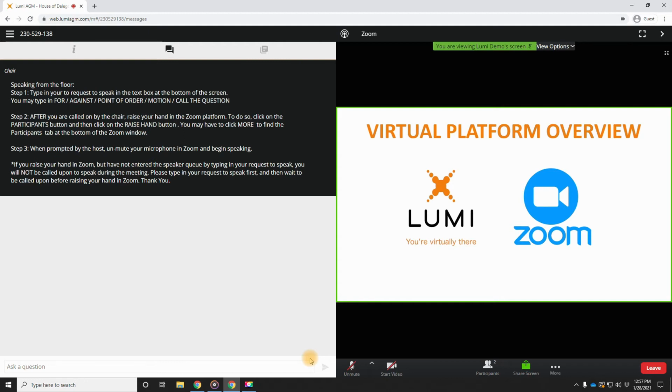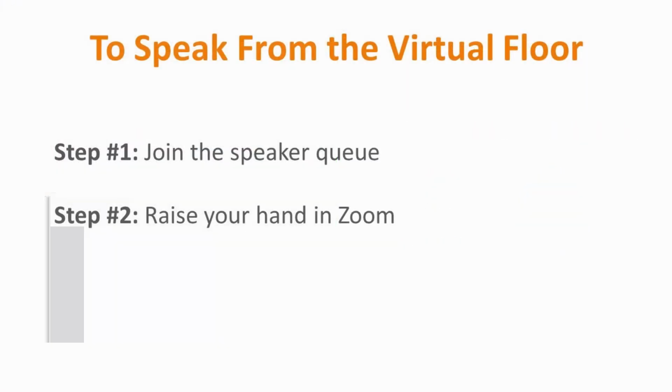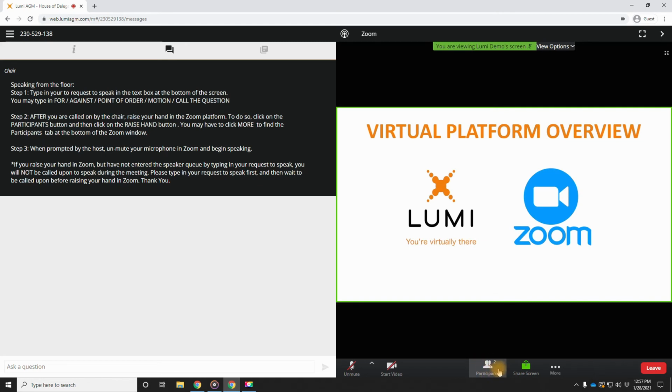If called on to speak by the chair, Step 2 is to raise your hand in Zoom. Raising your hand in Zoom will make it easier for our production team to find you in the list of attendees and prompt you to unmute your microphone. To raise your hand in Zoom, go to the Zoom panel on the right side of the screen. Your raise hand button may be on the front screen at the bottom.